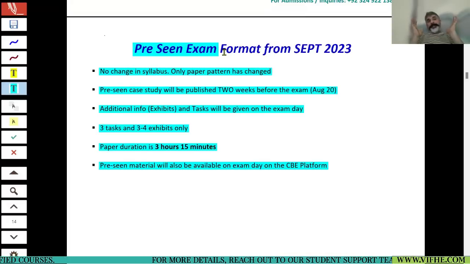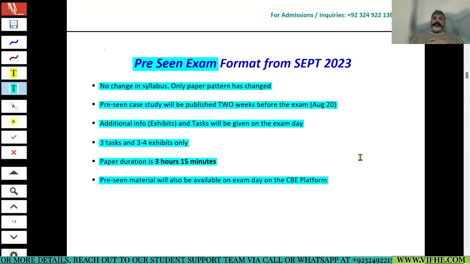So I think they have simplified the format. I'm very happy with the new format. It's very simplified, very professional. That is why the passing rate of SBL has been 52%, because everything is now very well structured. Any questions on the pre-seen before I move on?